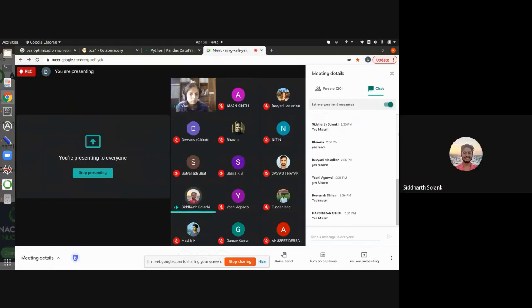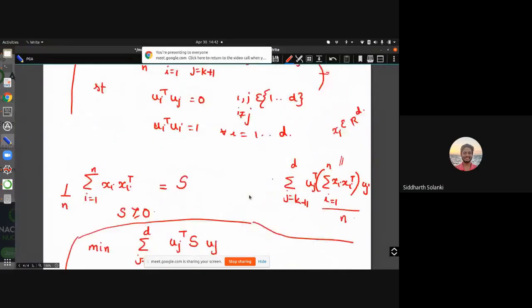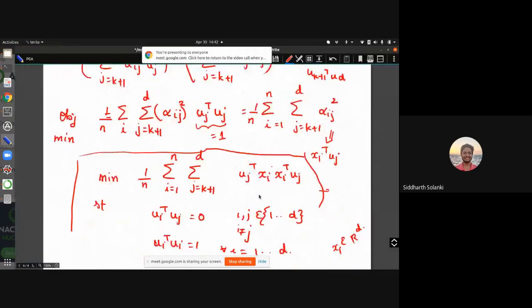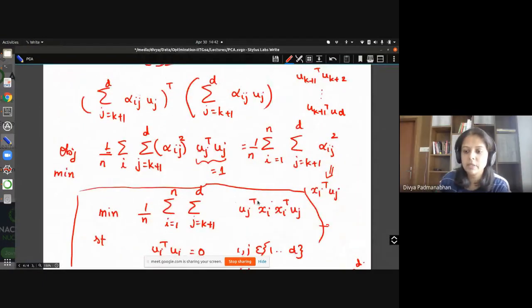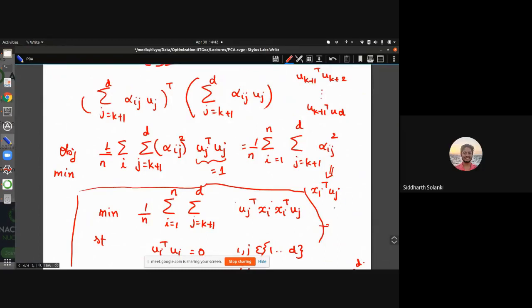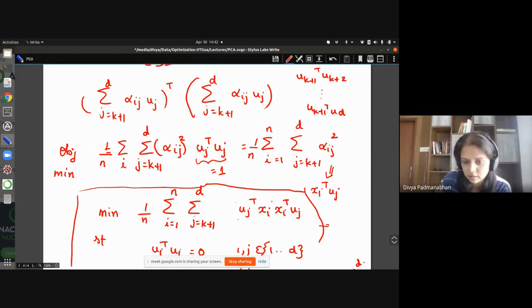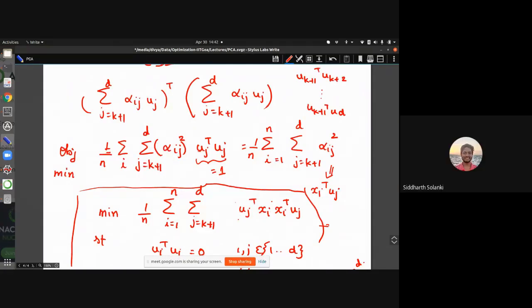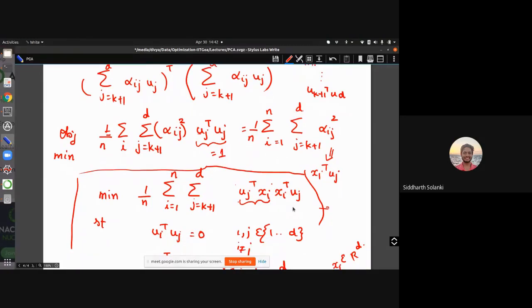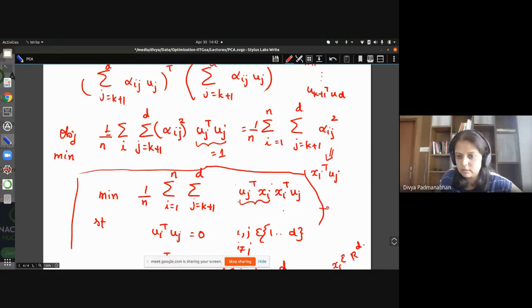Can you go back a bit to that alpha where we rewrote the xi? This one? That was alpha ij square, and we just wrote it as xi transpose uj and uj transpose xi, that was just a number. But just because we rewrote it in a certain way, it is still a number this way also. Yes, exactly.